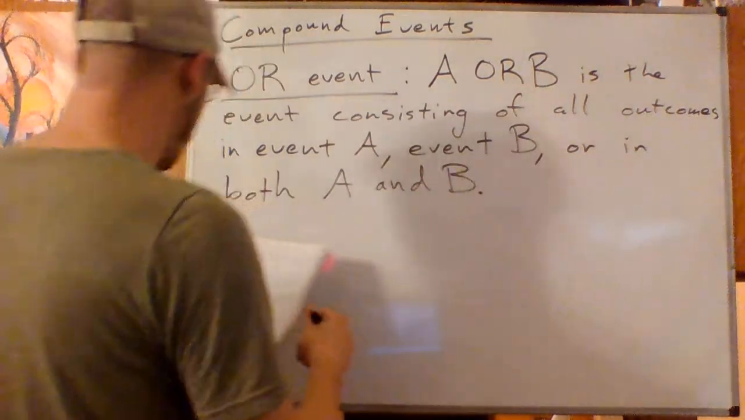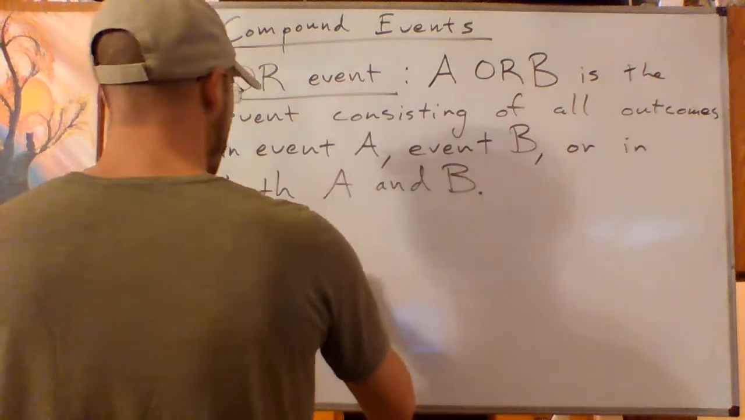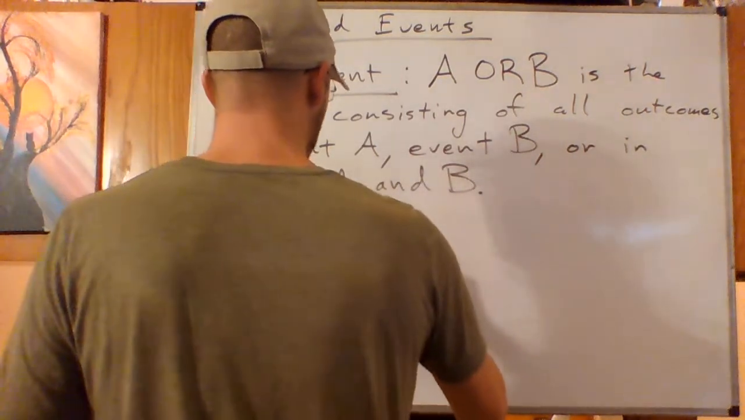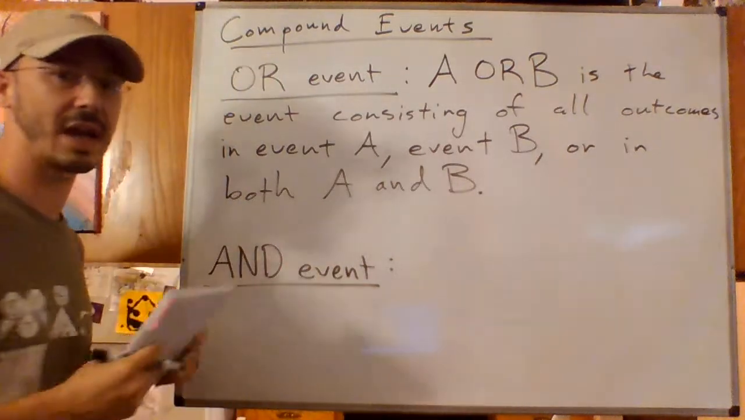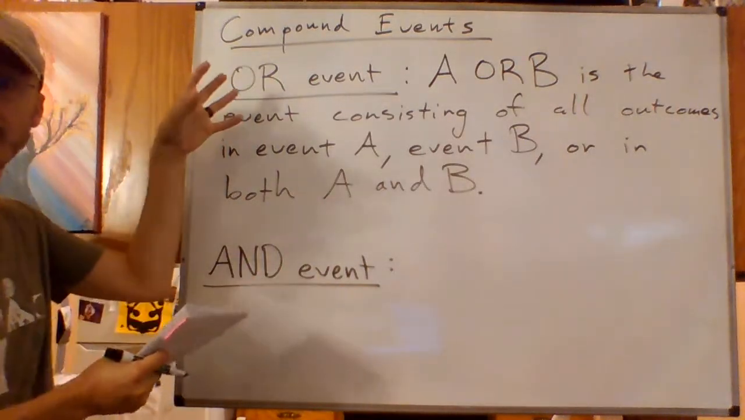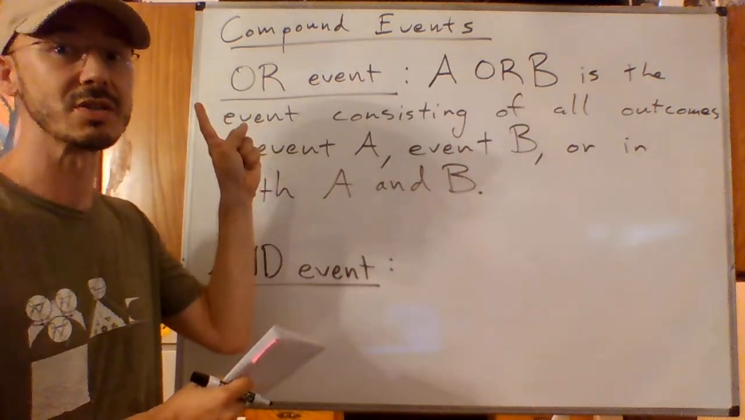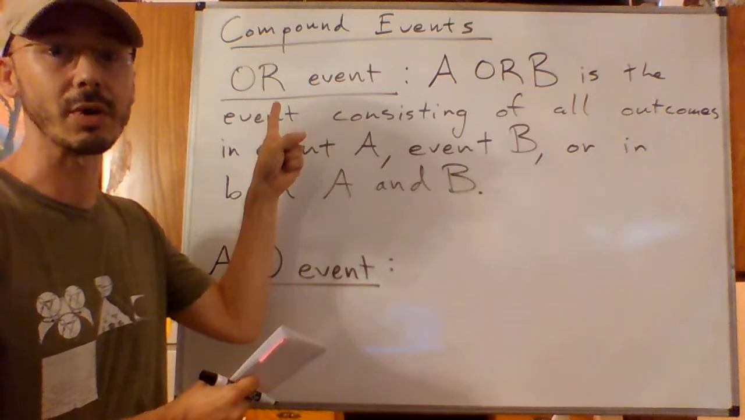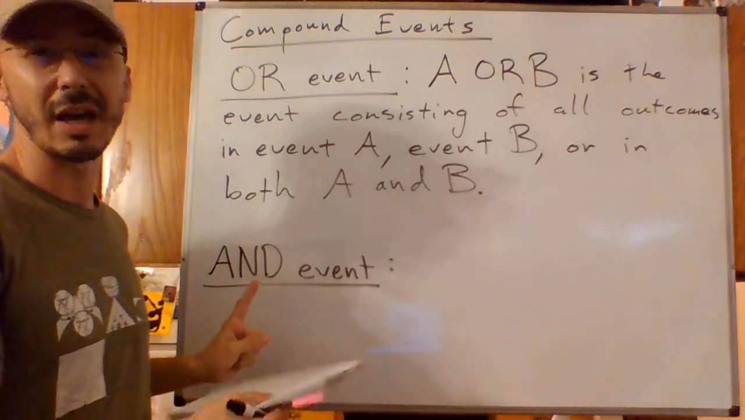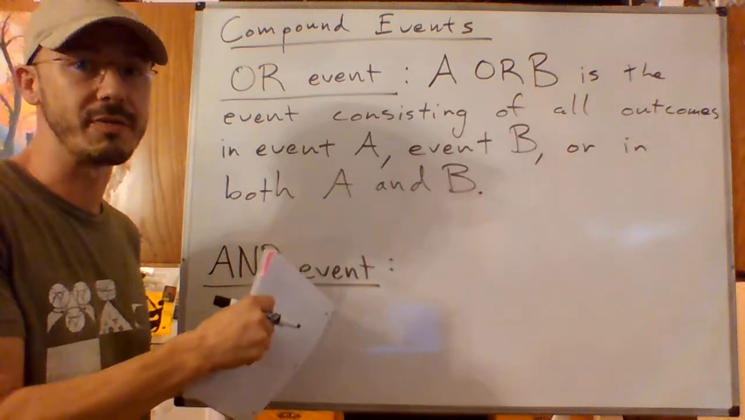And the other one is the AND event. And these are distinct from the words and or. They come from the words or and and, but they don't have exactly the same meaning. This one is strictly the inclusive or, and this is, I guess you could call it like the exclusive and, but it really means both of them.